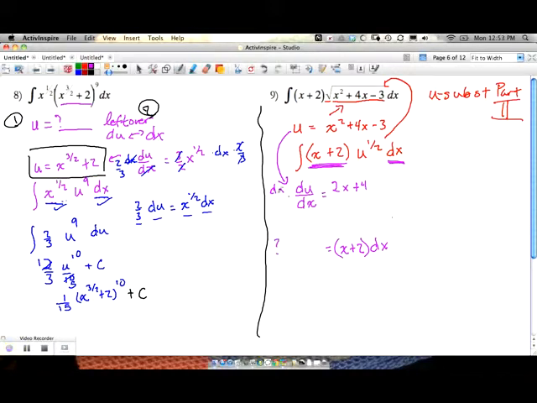Well, let's start by multiplying both sides by dx. We can at least get that much over there. But then this has to be somehow x plus 2 times dx. Well, I can factor out a 2 from the 2 and the 4. Now give me 2 times x plus 2. Now I need to get rid of this 2 that's the coefficient out in front, so I'm going to multiply both sides by 1/2.